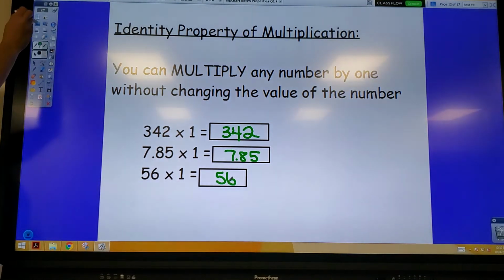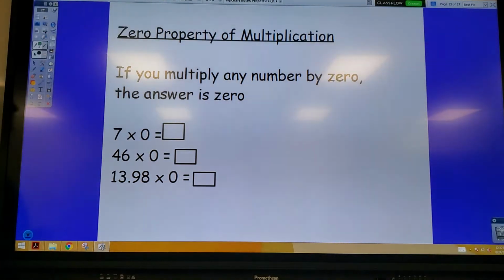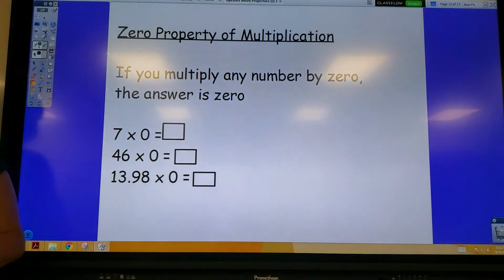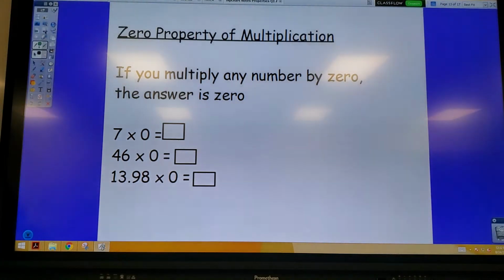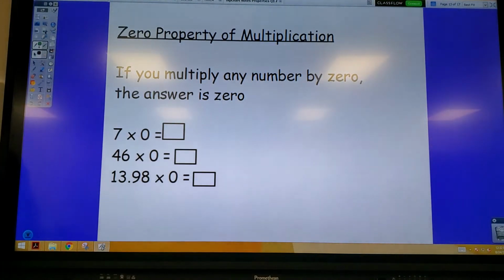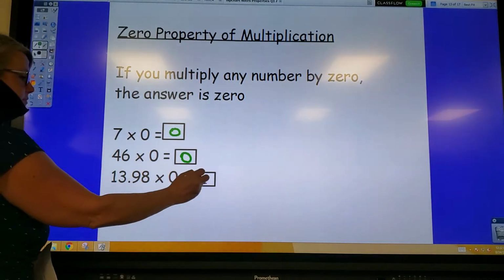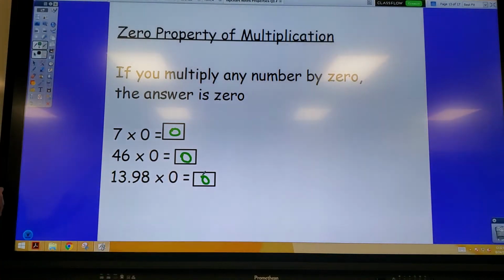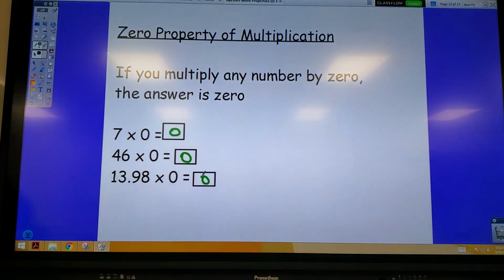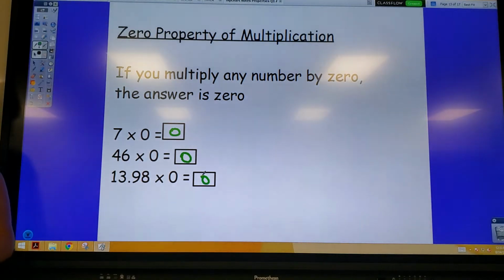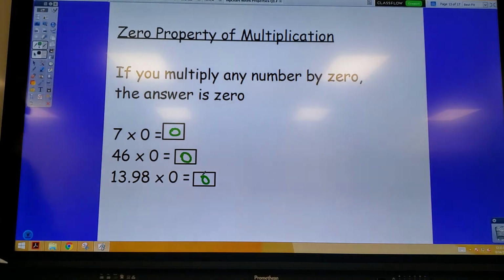Okay, so the next one is going to be called the 0 property of multiplication. And there's not a 0 property for addition. It's only 0 property of multiplication. And it says that anytime you multiply a number by 0, it equals 0, no matter what. So 7 times 0, 46 times 0, 13.98 times 0. It could be, again, negative numbers. It could be fractions. Any number multiplied by 0 is 0. You guys knew that already, didn't you? You just maybe didn't know it was called the 0 property.